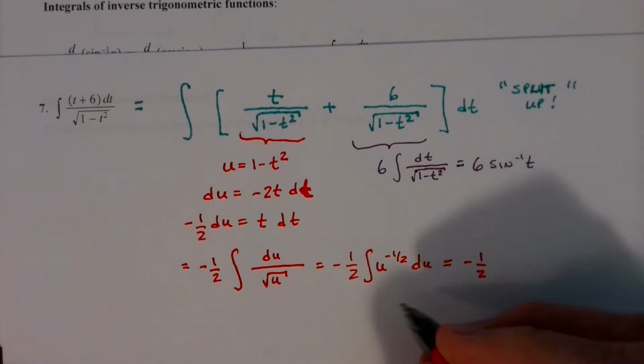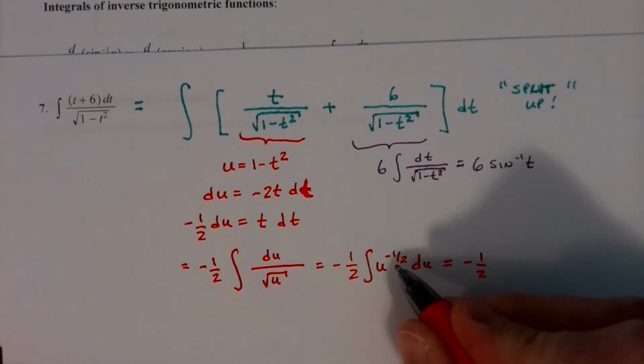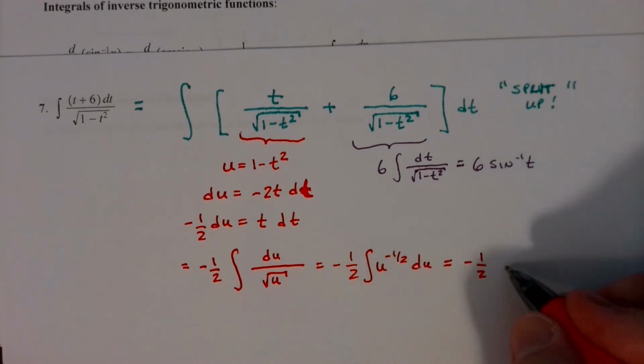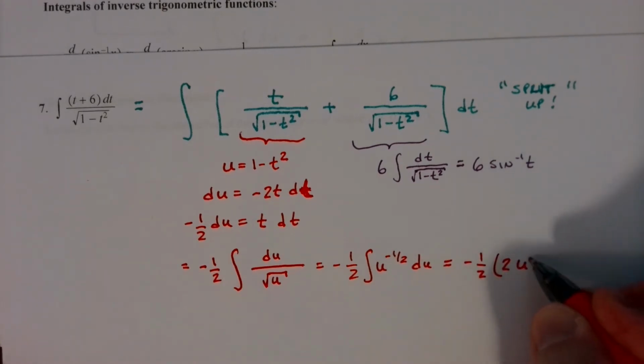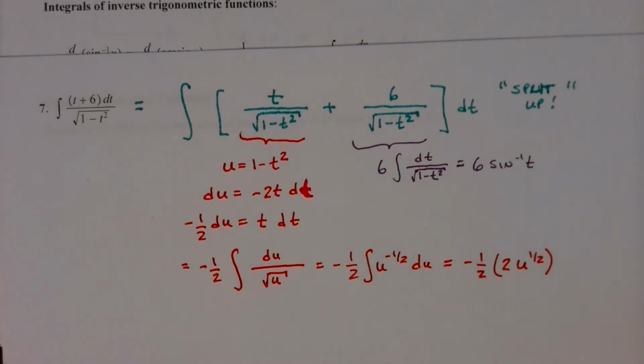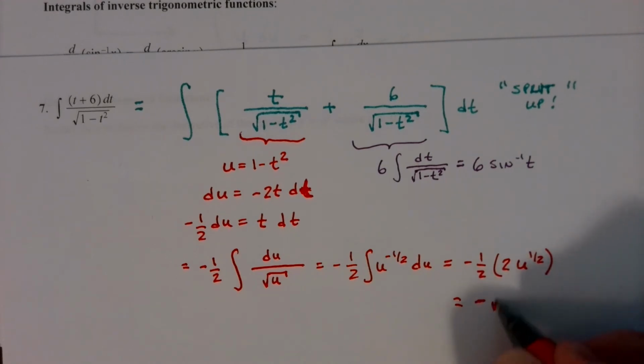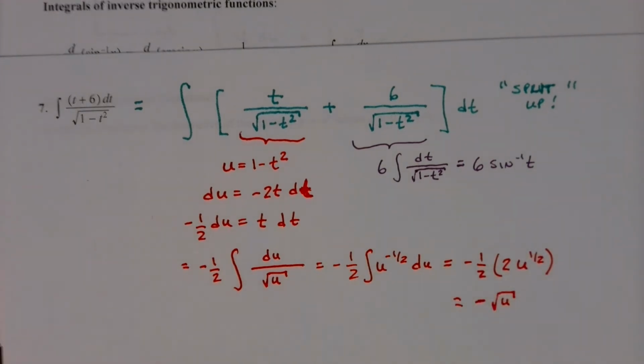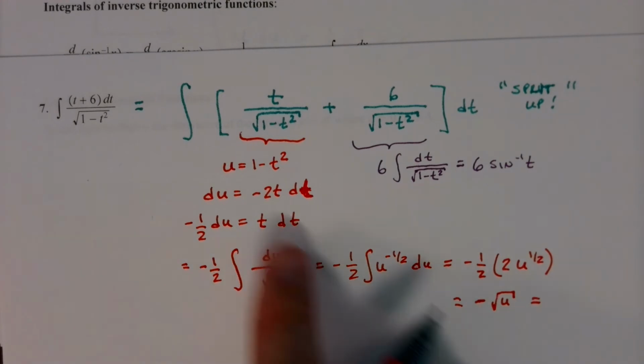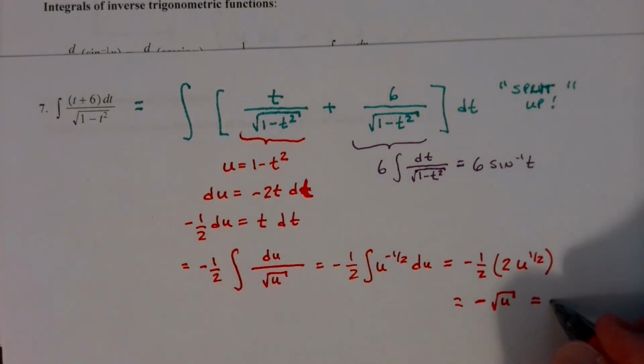Right? So I've got the negative 1/2. I add 1 to negative 1/2, which gives me positive 1/2. Divide by 1/2 is the same as multiplying by 2. I get 2u to the 1/2. And cleaning that up, negative 1/2 times 2 is negative u to the 1/2, or negative square root of u, which is negative what? Square root of u, which is 1 minus t squared.